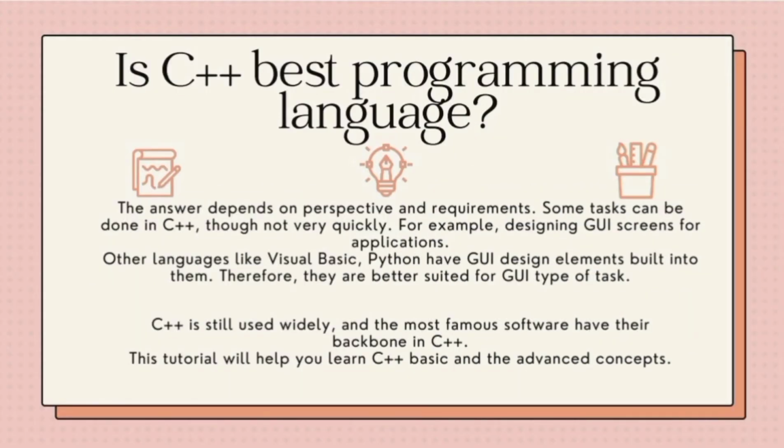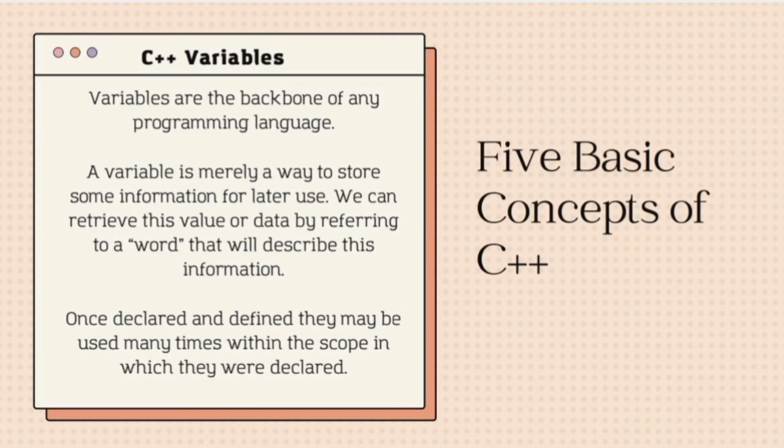Is C++ the best programming language? The answer depends on perspective and requirements. Some tasks can be done in C++, though not very quickly. For example, designing GUI screens for applications. Other languages like Visual Basic and Python have GUI design elements built into them. Therefore, they are better suited for GUI type of task. C++ is still used widely, and the most famous software have their backbone in C++. This tutorial will help you learn C++ basic and the advanced concepts.